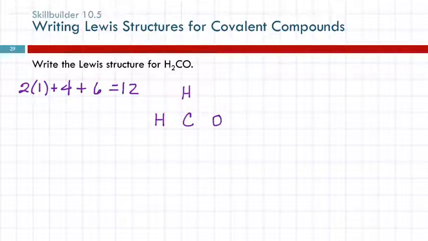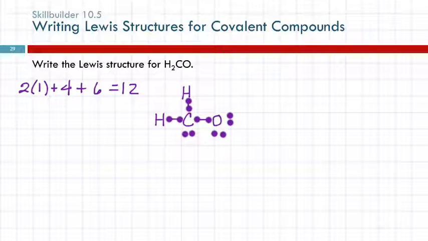I need bonds between all my atoms. So, probably drew these too close together. So, I'm making those bonds. So I've used up 2, 4, 6 electrons, and the rest of the electrons I'm going to start throwing around as lone pairs. So 2, 4, 6, 8, 10, 12. I don't want to give any lone pairs to hydrogen. Too small, can't handle it. Hydrogen is happy with the one bond, easily satisfied.